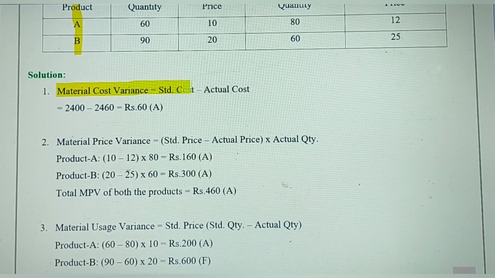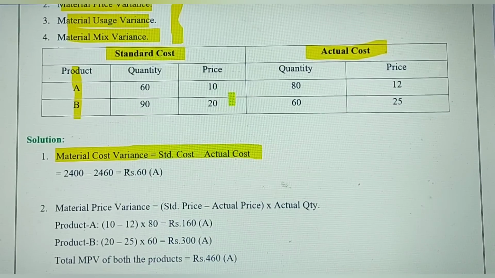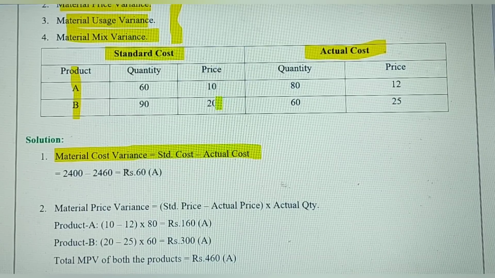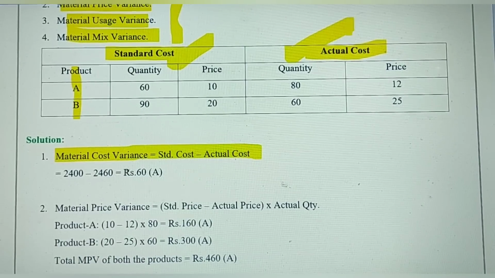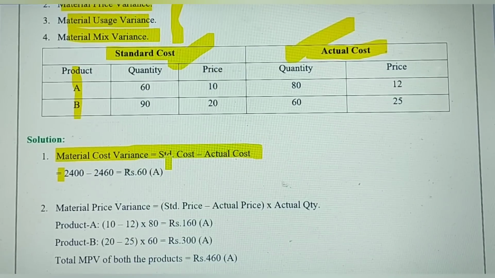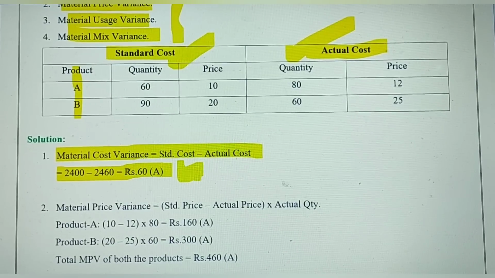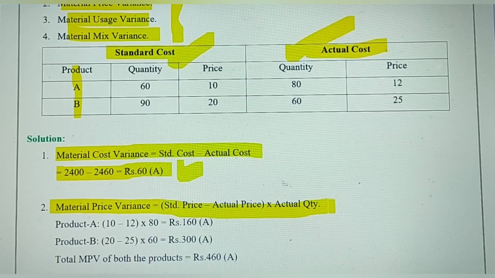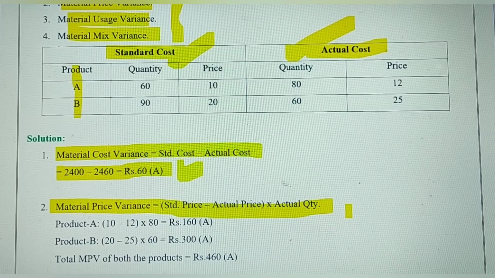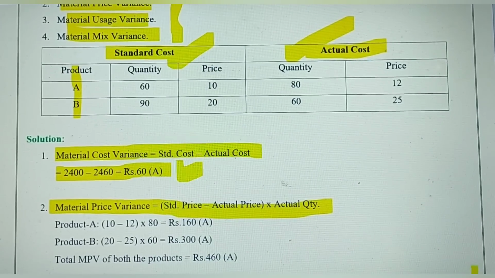Now to find the material cost variance, what we do is standard cost minus actual cost. As we can see here in the question, this is the standard cost and this is the actual cost. So we need to find out the standard cost and subtract the actual cost, and you get the material cost variance. Now this is adverse, so that means the actuals are more than the standards, which creates an adverse situation. And for calculating material price variance, we use this formula: standard price minus actual price into actual quantity. For both the products you need to multiply and then subtract and find the answer.